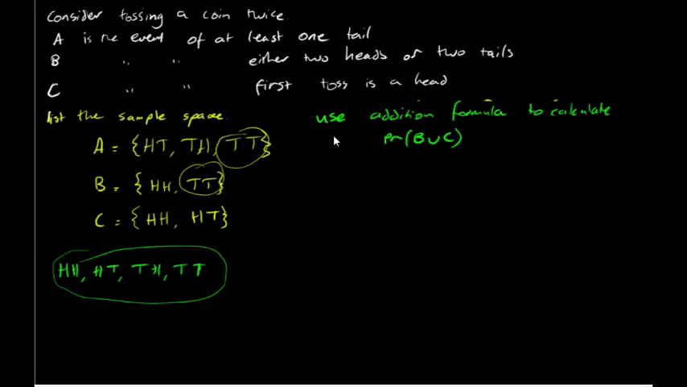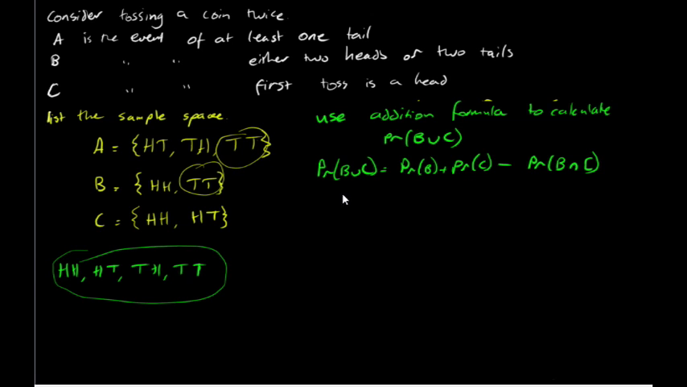And the last little question is, use the addition formula to calculate the probability of B union C, in other words, B or C. So if you remember our addition formula, the probability of B union C is equal to the probability of B plus the probability of C minus the probability of B and C.